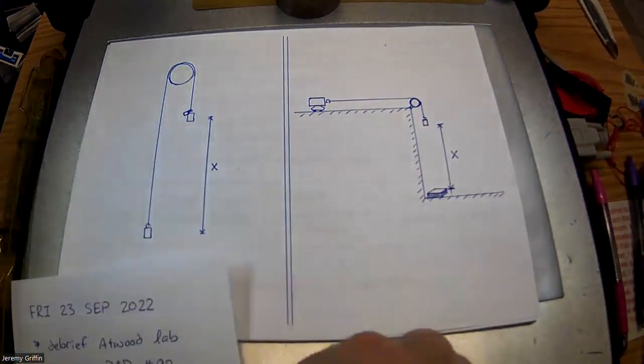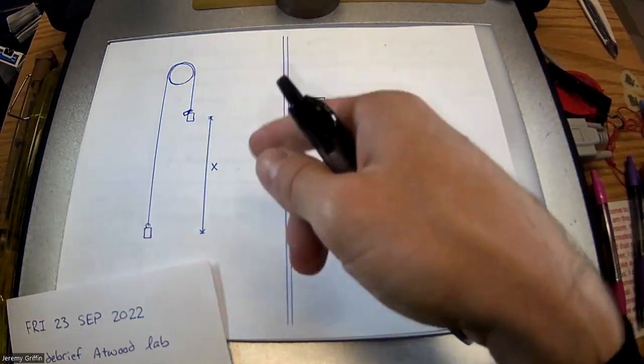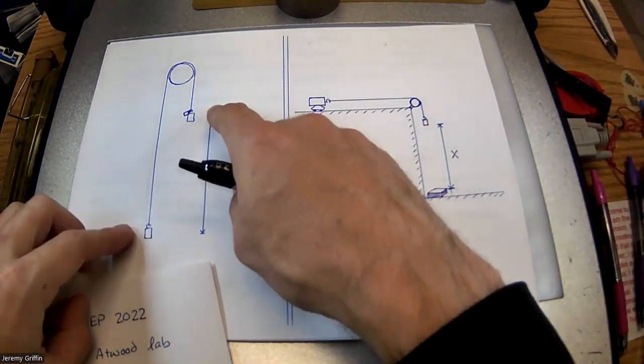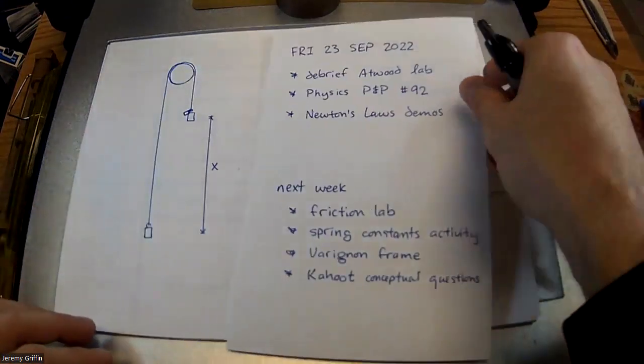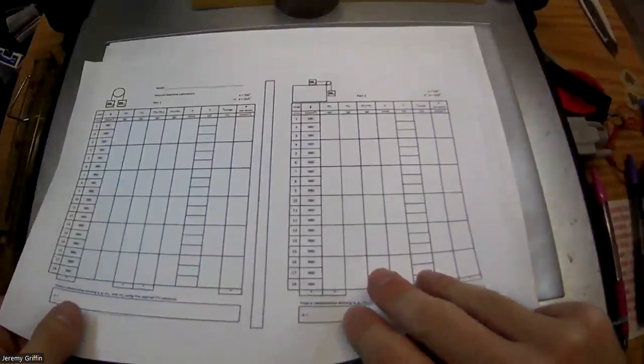You were figuring out, well, if it goes so far in so much time starting from rest, you could calculate the acceleration. And you were trying to figure out what's the relationship between each of these input masses and the acceleration of the system. So I'll go over the answers with you guys. That was this page you're working on.